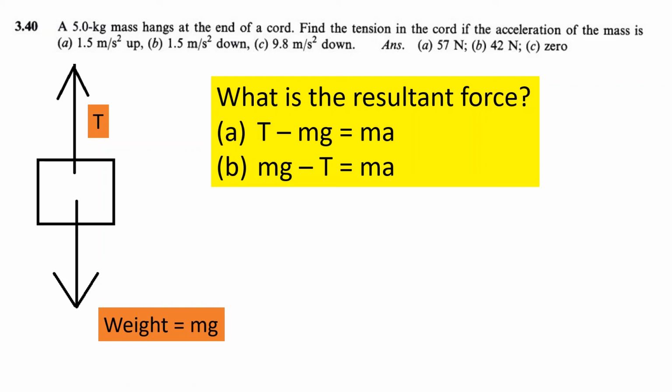And then for part B, it says 1.5 meters per second squared down. So instead of the tension going up this time, the weight is going down. So we're going to take mg as positive and T as negative. So mg minus T equals ma.